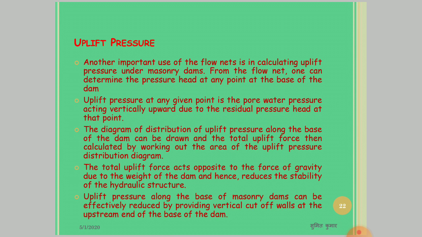Since uplift pressure acts vertically upward, that is against gravity, it reduces the stability of the hydraulic structure. So it becomes necessary that the uplift pressure should not be allowed to go beyond the permissible limit. Uplift pressure along the base of masonry dams can be effectively reduced by providing vertical cutoff walls at the upstream end of the base of the dam.